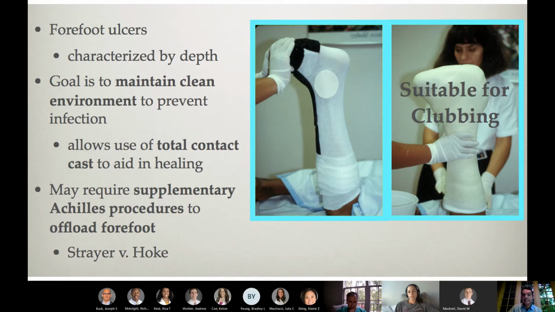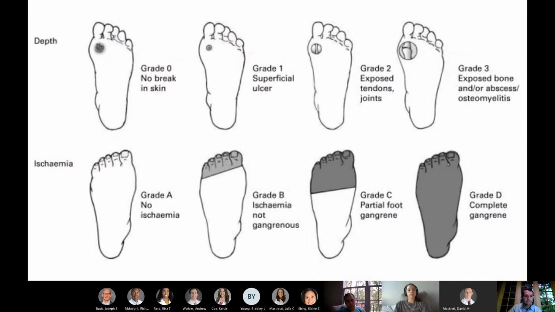Total contact casting is the standard of care. If they have an Achilles contracture, doing an Achilles lengthening has been shown in a randomized controlled trial, in addition to total contact casting, to improve patient outcomes over total contact casting alone. So that may be asked, specifically for a forefoot ulcer.